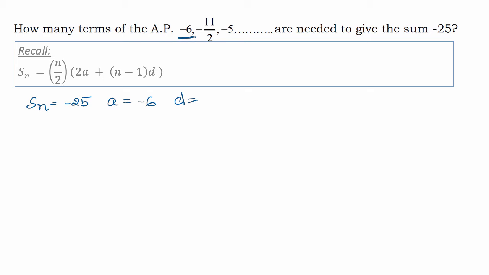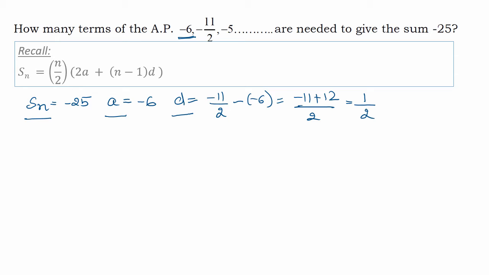If you take the difference here, -11 divided by 2 minus of -6, that becomes -11 plus 2 times 6, which is 12, divided by 2, that is -1 by 2 plus 1 by 2. So d is given by plus 1 by 2. So we know the sum of n terms, we know the value of a, we know the value of d. What is it we have to do?